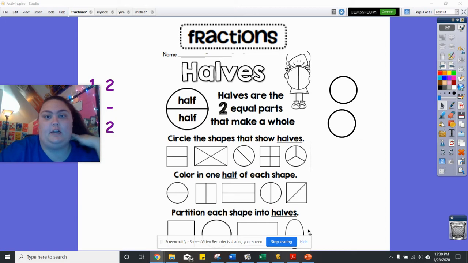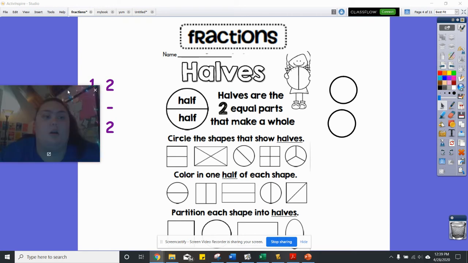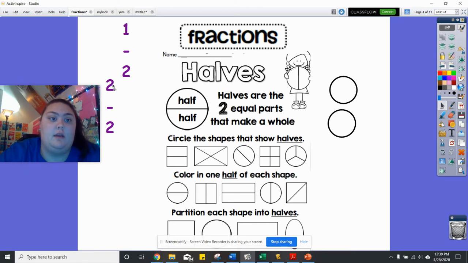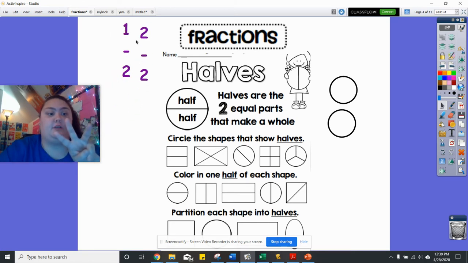Last time we talked about equal shares. So let's remember: two parts that are the same size. Now today we're going to be talking about fractions. Fractions are parts of a whole. We are going to be talking about three types of fractions today.